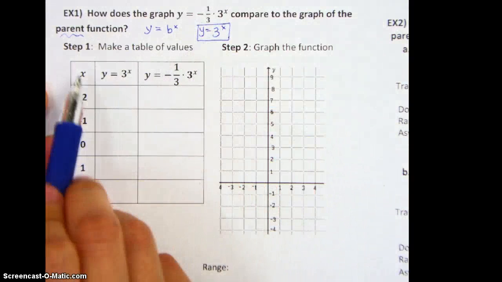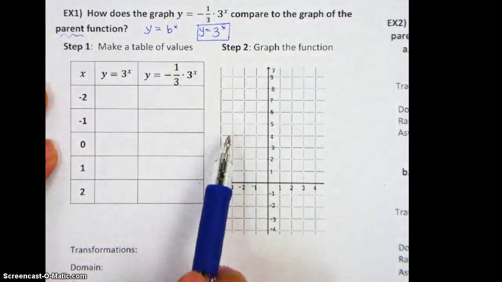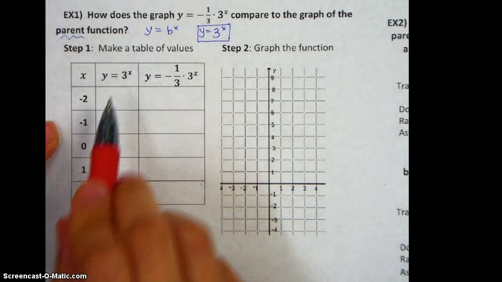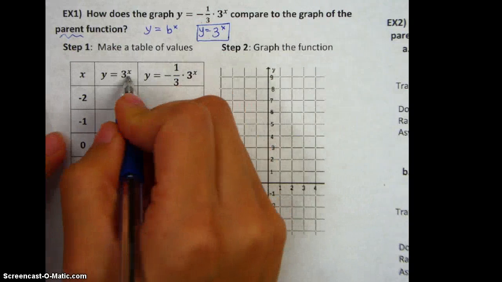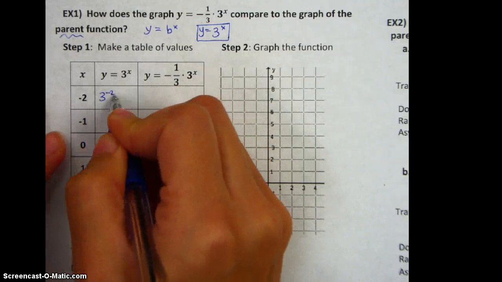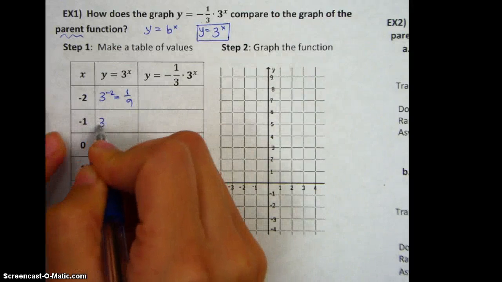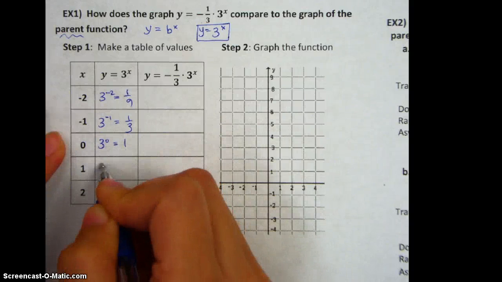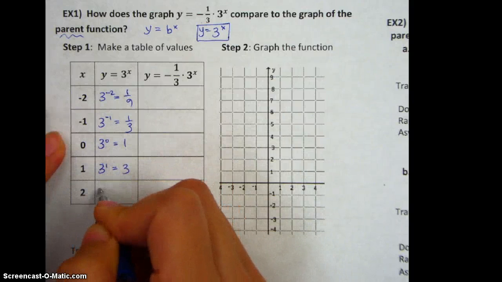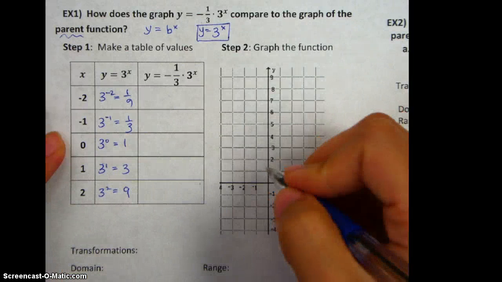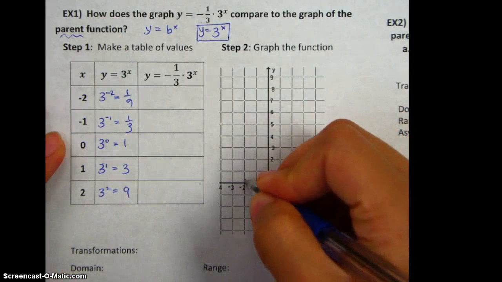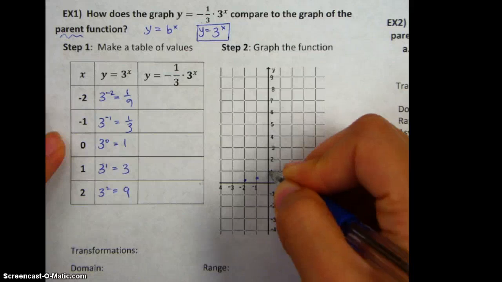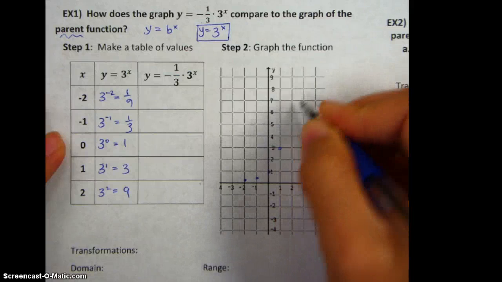So we're gonna complete the table and then plot these points and see how this is different from the parent function. If I plug in negative 2 into the x, I'll get 1 over 9. Plug in negative 1, I'll get 1 over 3. Plug in 0, I'll get 1. Plug in 1, I'll get 3. Plug in 2, I'll get 9. So negative 2 comma 1 over 9, negative 1, 1 over 3, 0 comma 1, 1 comma 3, 2 comma 9.